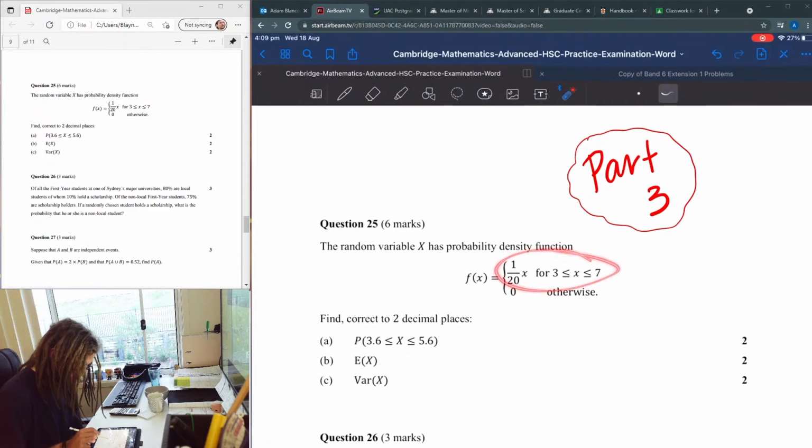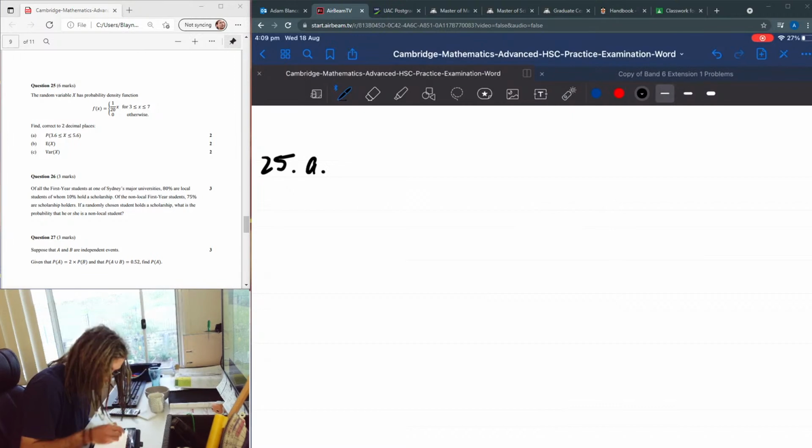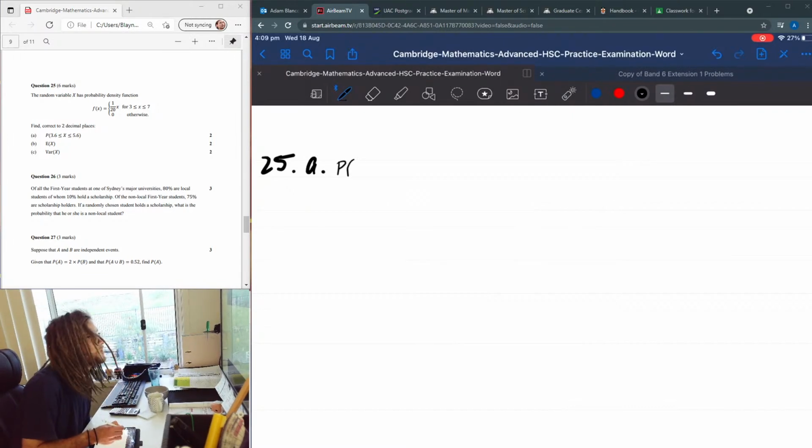There it is. Okay, that looks like a straight line to me. Find this, this, and this. Cool. New page. What question was this? 25. We're using I's or A's? A. So I want the probability that's between 3.6 and 5.6. Doesn't matter if that's equal to or not.